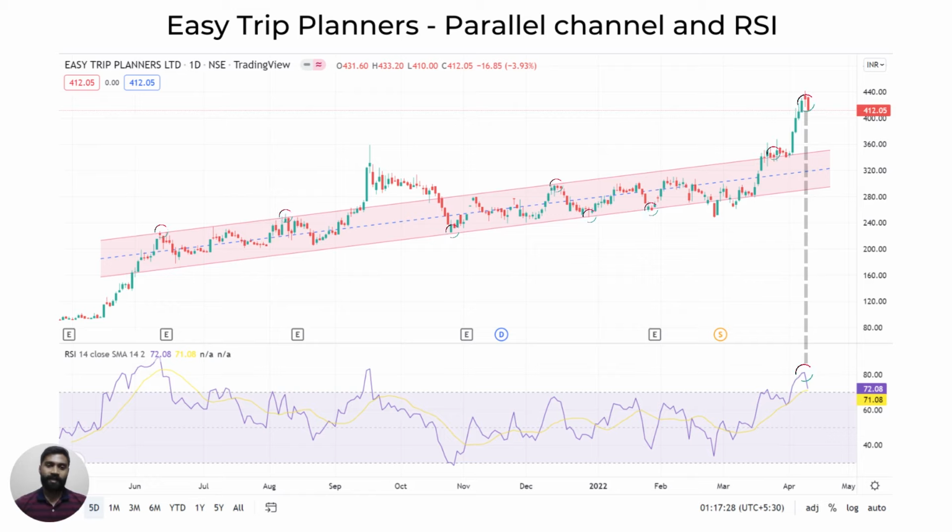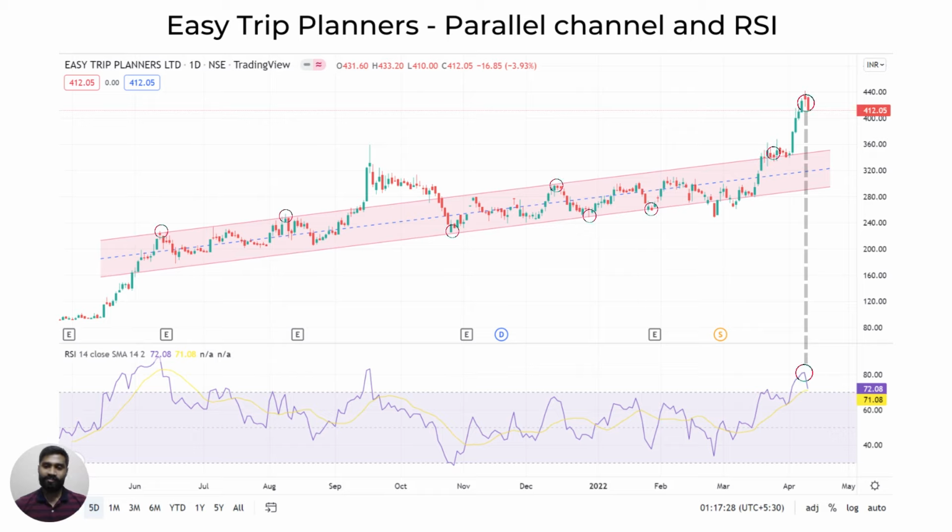Easy Trip Planners' price action, it has been trading in a parallel channel since June of 2021. And in about mid-September, it tried to break out of the parallel channel, but it failed to do it and came back to take support at the bottom line of the parallel channel. And right now, actually last week, it broke out of its parallel channel very strongly and is currently finding new resistance.